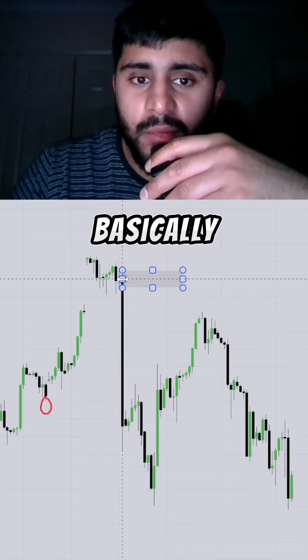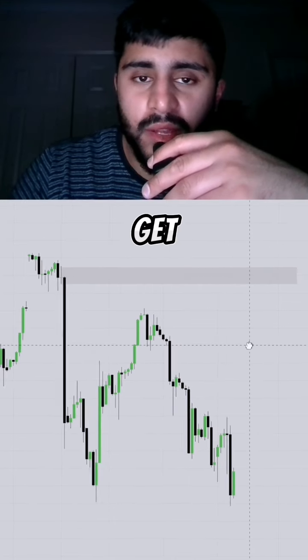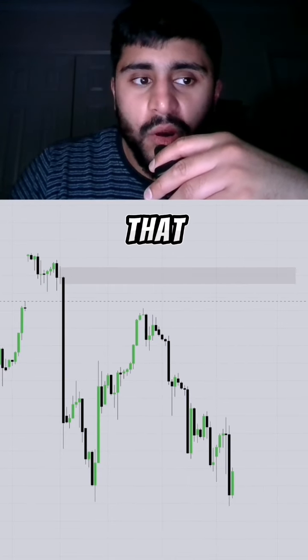So the order block is basically up here, right? But as you can see, the market failed to get up here. Why did the market do that? Well, I'll give you the answer, right?